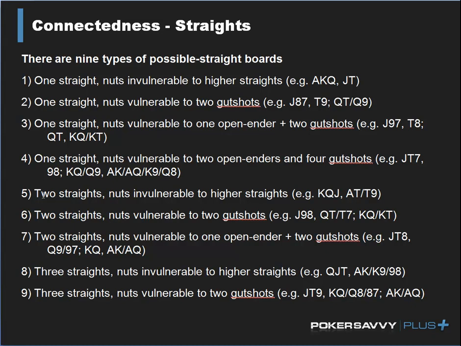And then here we've got the boards where there's two possible straights, and the nuts is vulnerable to two gut shots, or vulnerable to the one open ender and two gut shots. But this sort of super vulnerable nut straight can only happen on this board where only one straight is possible, and it's basically where you take those three open enders that can come together on a Jack 10x board, for example, and you make the bottom one the nuts, but you still leave all of the other draws available.